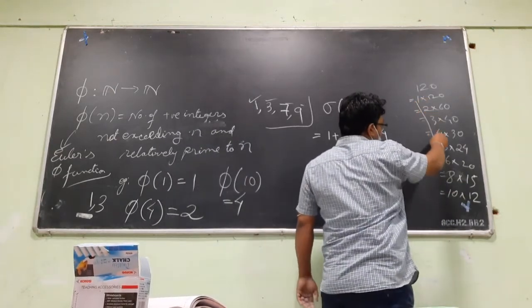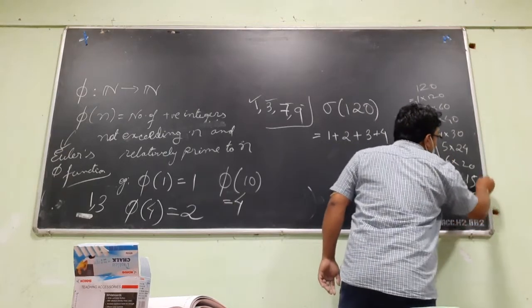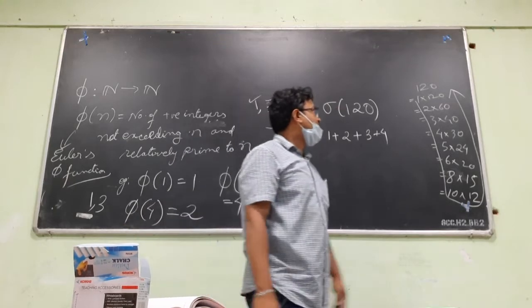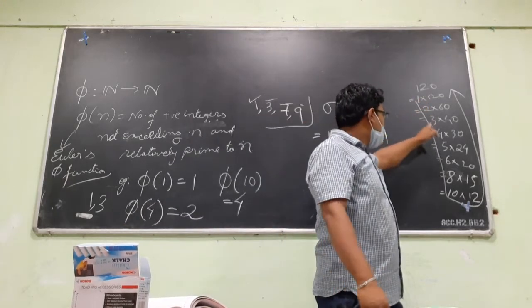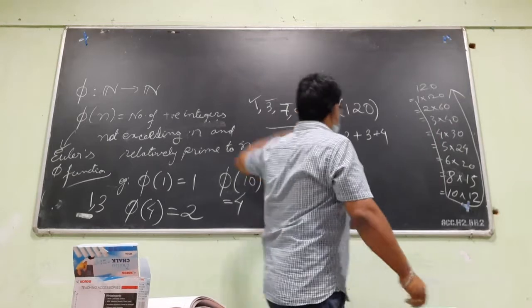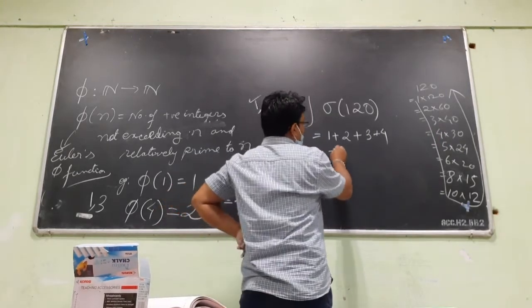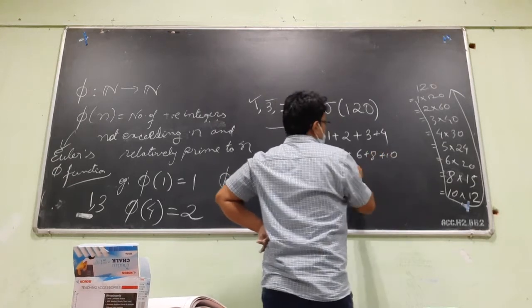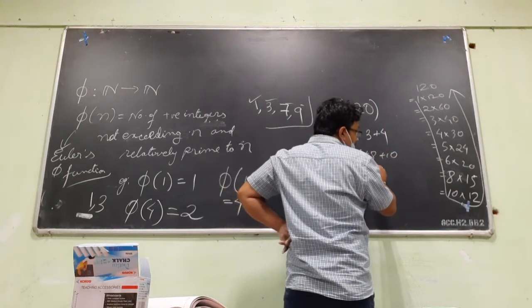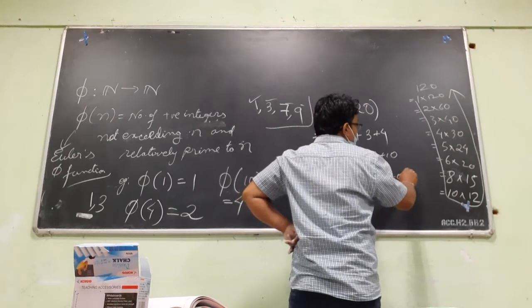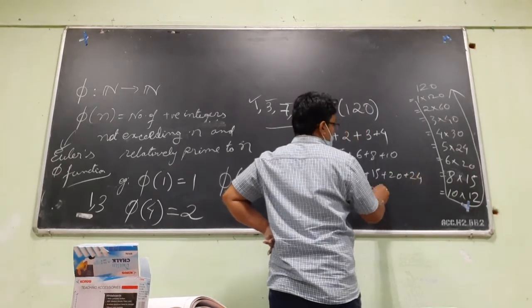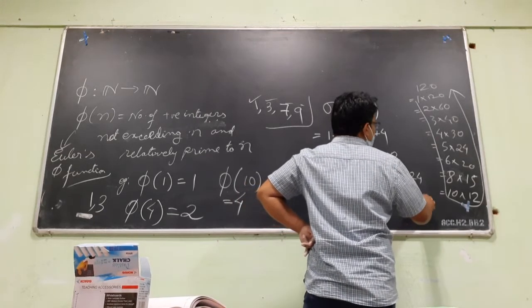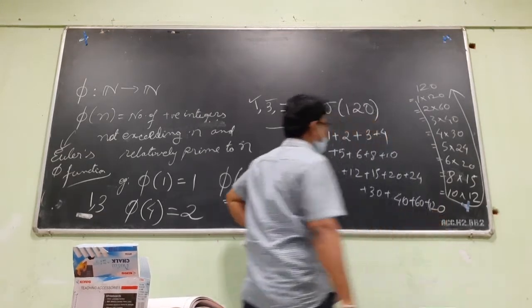These are the divisors: 1, 2, 3, 4 like that. Our intention is to find out the sum of the numbers: 1 plus 2 plus 3 plus 4 plus 5 plus 6 plus 8 plus 10 plus 12 plus 15 plus 20 plus 24 plus 30 plus 40 plus 60 plus 120. We want to find out this sum.